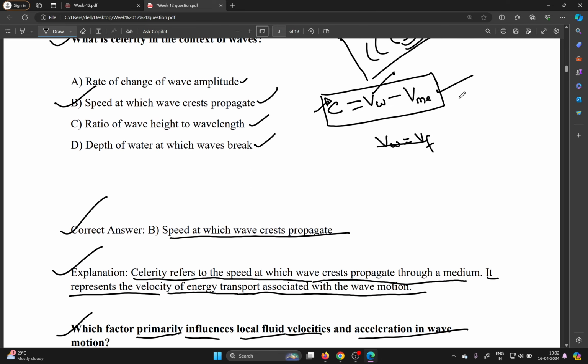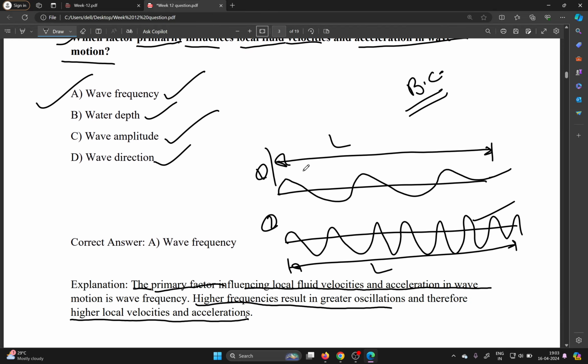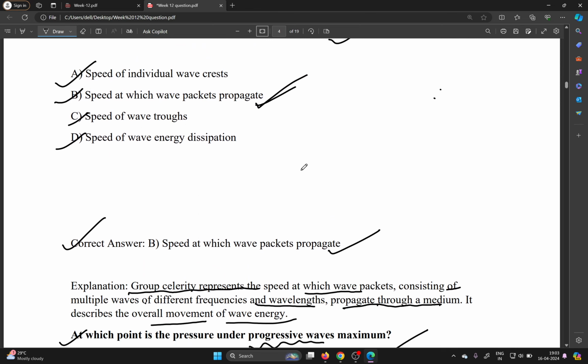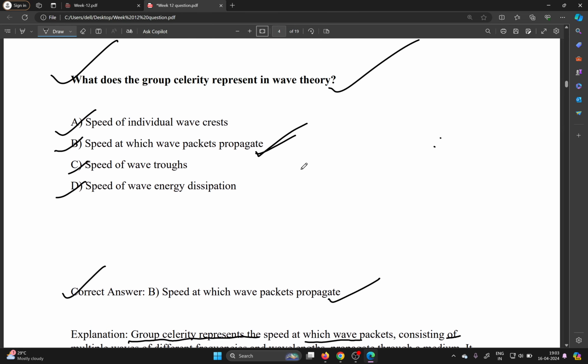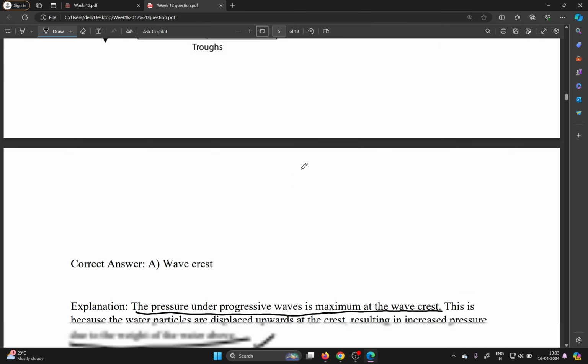So here the explanation is very important. It represents the velocity of energy transport associated with the wave motion. So these things are very easy. Group celerity we have also discussed. Group celerity is nothing but the speed at which the wave packet is propagated.